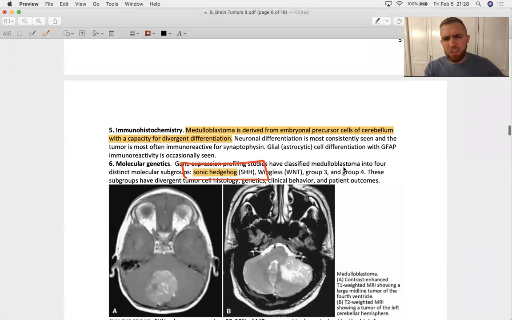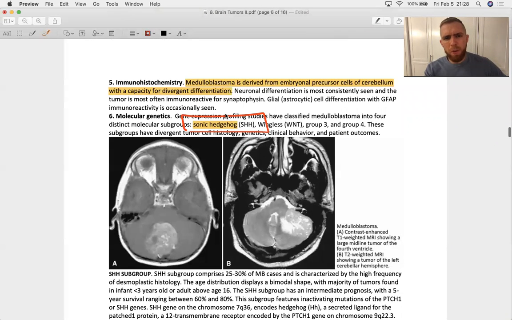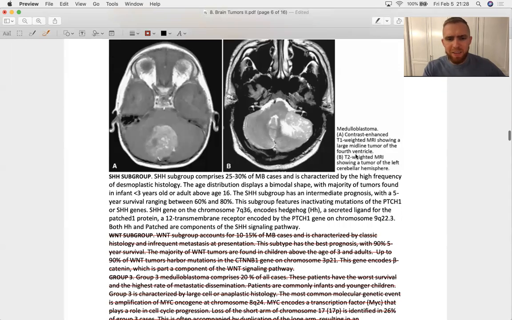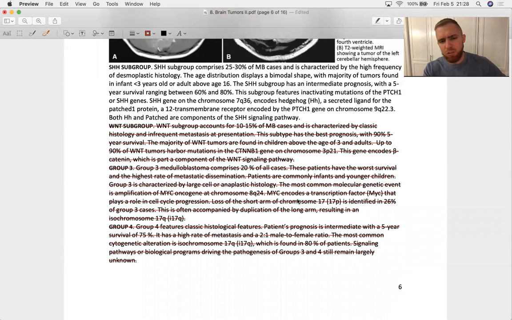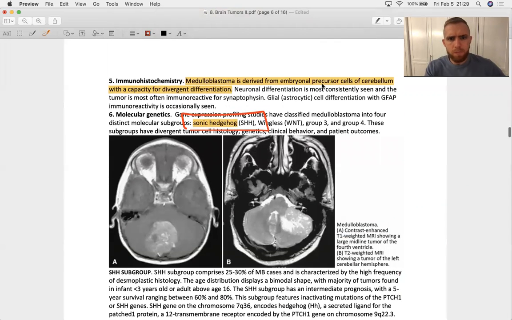Now, as far as genes go, you probably want to remember Sonic Hedgehog. That's a good one. But other than that, it says that the other genes are in like 10%, 15% of medulloblastoma cases. So what that means is that they're not going to ask you about that, if it's only in 10% of cases.